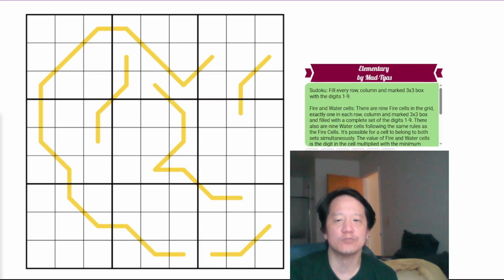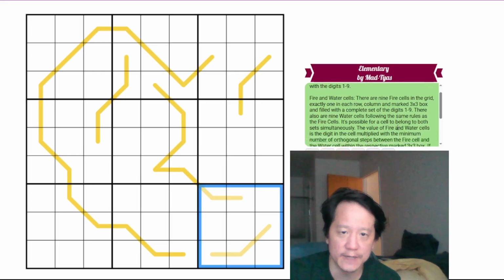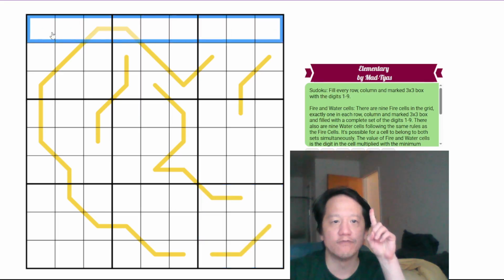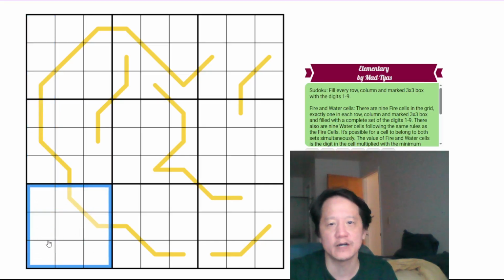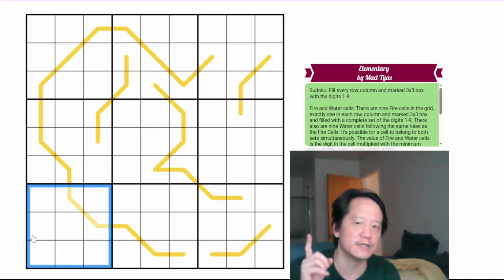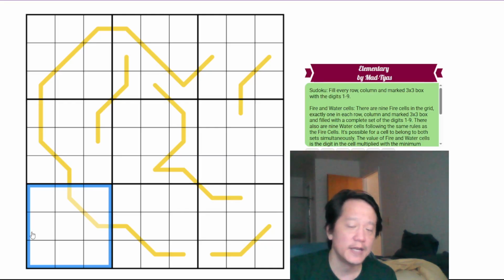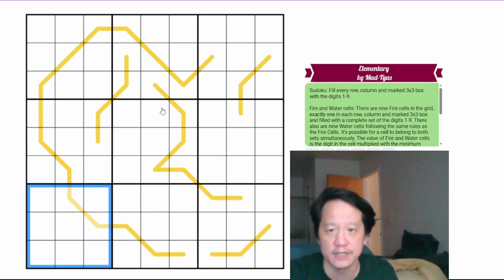And here are the rules. We have Sudoku, where we need to fill every row, column, and marked 3x3 box with the digits 1 through 9. We have fire and water cells. There are 9 fire cells in the grid, exactly 1 in every row, column, and marked 3x3 box, and filled with a complete set of the digits 1 through 9. There are also 9 water cells following the same rules as the fire cells, and it is possible for a cell to belong to both sets simultaneously.